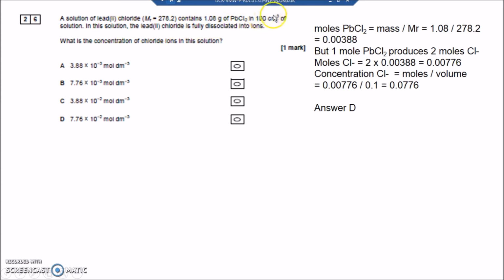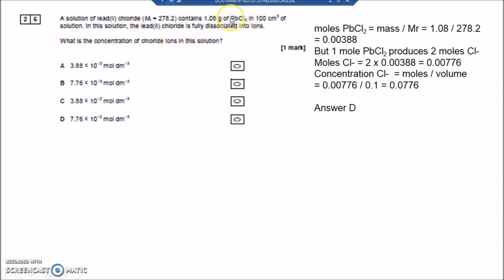I've dissolved it in 100 centimetre cubed of solution. That's a bit of a red herring. I've dissolved it in some water. I've made a solution out of it, and in this solution the lead-2 chloride is fully dissociated into its ions. It means that the Pb has formed an ion, and the two Cl's have formed ions, so it will have formed Pb2 plus and 2 lots of Cl minus ions. What is the concentration of chloride ions?